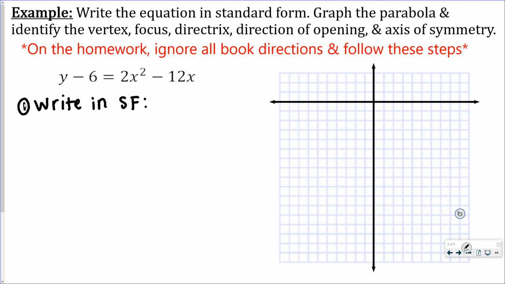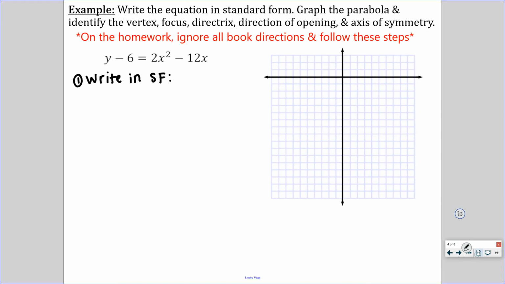Completing the square. Yes. We're going to review it. Don't worry. Completing the square is so fun.